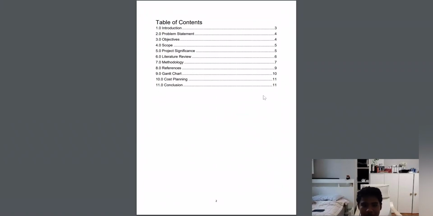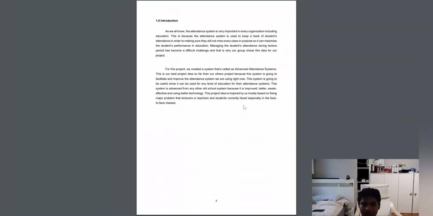So I'm going to present for mini project 1, system analysis and design. Okay. So this is the table of contents. Okay, for the first one is introduction.